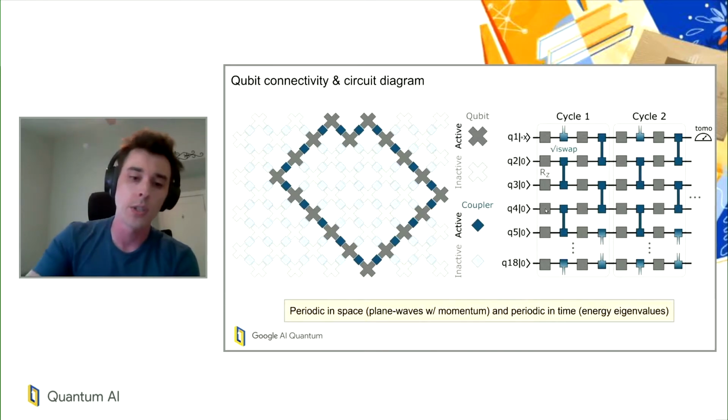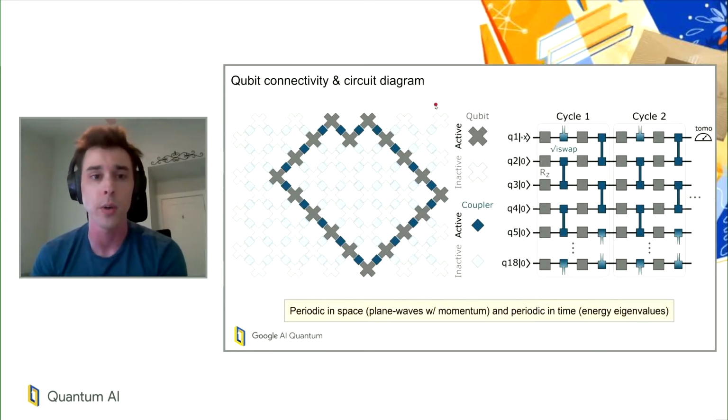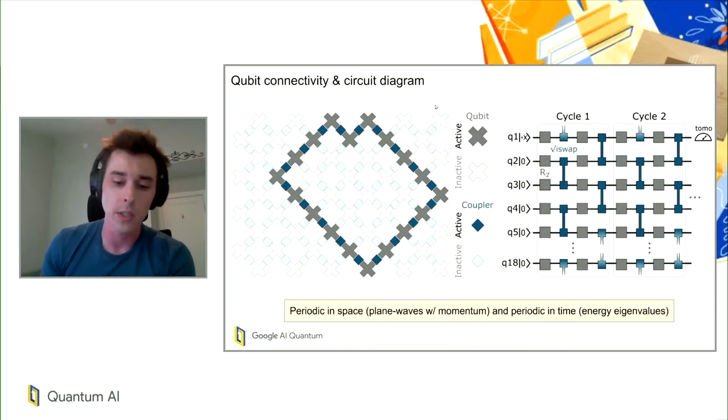So on the left, what you're looking at here is a cartoon of the Sycamore quantum processor. It has 54 qubits, and what we've done is we've taken 18 of the qubits, and we're going to use those for this experiment. So the qubits are shown as pluses, and the couplers between qubits are shown as blue squares.